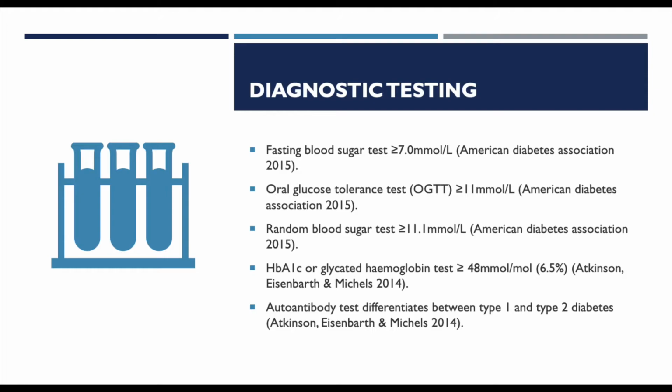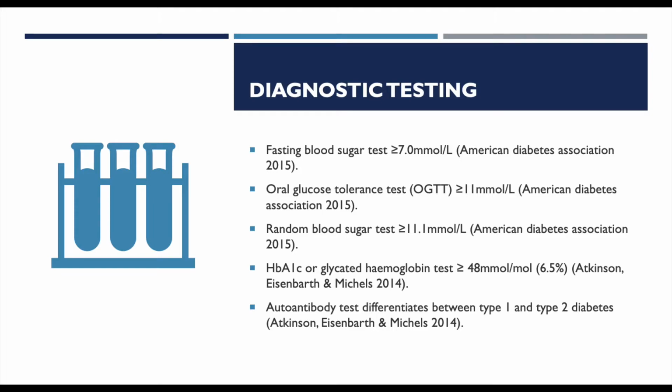Diagnostic testing of type 1 diabetes. Fasting blood sugar test. This type of test is usually done in the morning to check the glucose levels of the blood after 8 hours of fasting without food or drink. Multiple fasting blood sugar tests at different times are needed. If the fasting blood sugar is above 7 millimoles per liter, it can be recognized as diabetes.